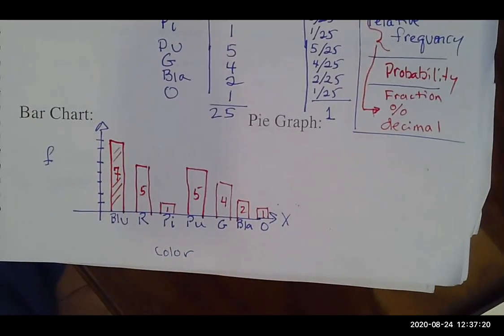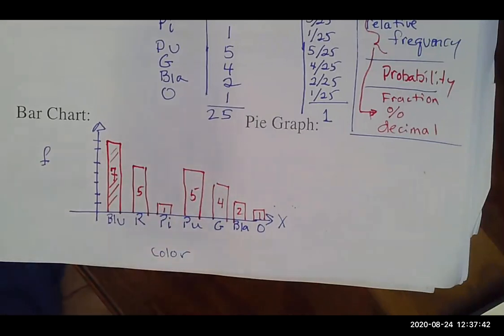Okay, here's a word for you. Proportion. Now, proportion is a fraction or relative frequency. What proportion of those that took the survey indicated pink was their favorite? What proportion? And then you'd say, well, 1 out of 25. You can just look at it.